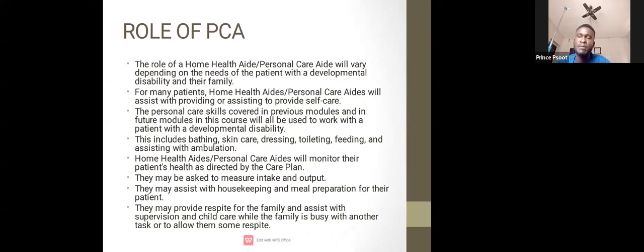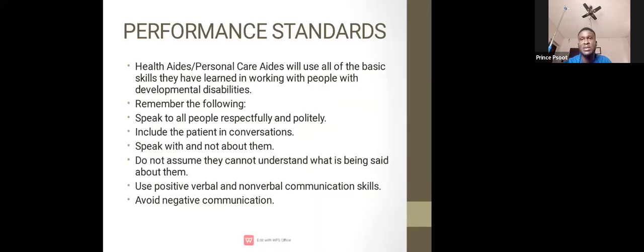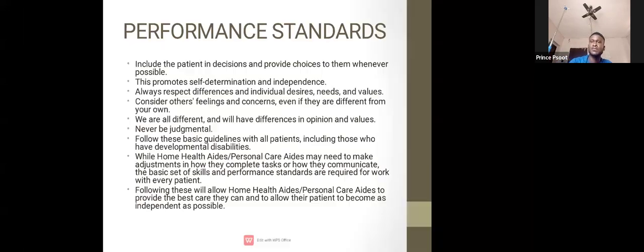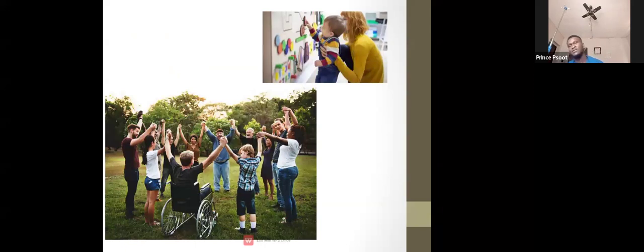Then we talked about the role of personal care aides. What is the role of personal care aides at home? When taking care of a patient, we have to consider a lot of things. Then we talked about the performance standards. What are the standards of our performance? What are the things that are expected of health aides or personal care aides when dealing with these kinds of patients?